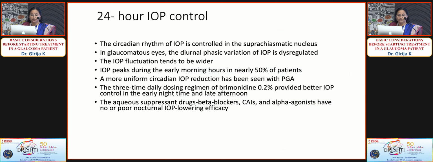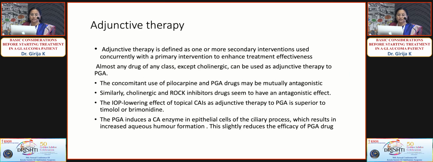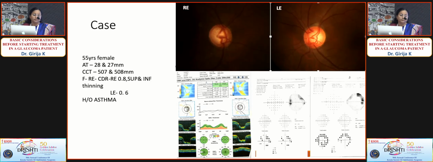The 24-hour IOP control is much better for prostaglandins. And something else is adjunctive therapy. When you're combining prostaglandin with timolol or dorzolamide, you get a better effect. Especially with dorzolamide, the combination is supposed to be superior to that with timolol, because PGA induces a carbonic anhydrase enzyme in the epithelial cells of the ciliary process, which can result in increased aqueous production, and this can be countered by the carbonic anhydrase inhibitor dorzolamide. So that combination is better than the other one. And concomitant use of pilocarpine and prostaglandin analogs may be mutually antagonistic.